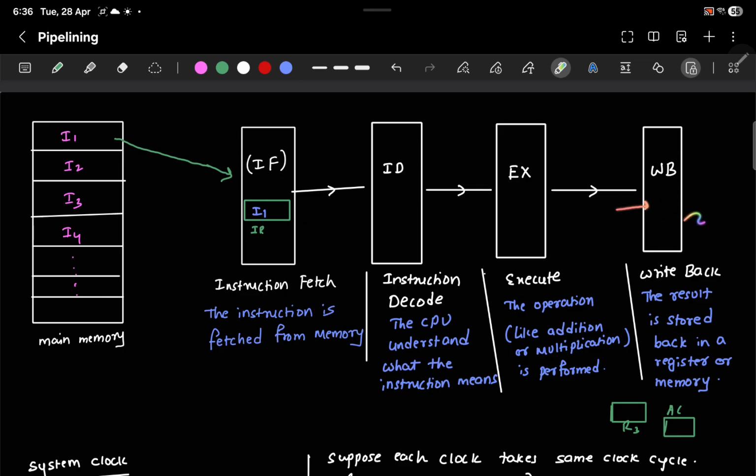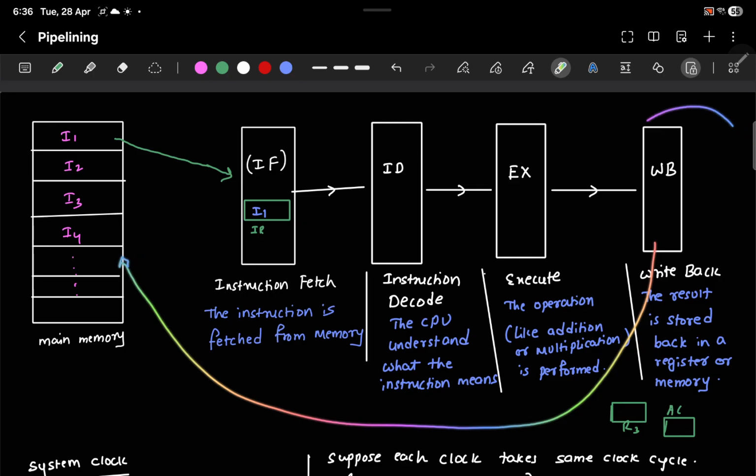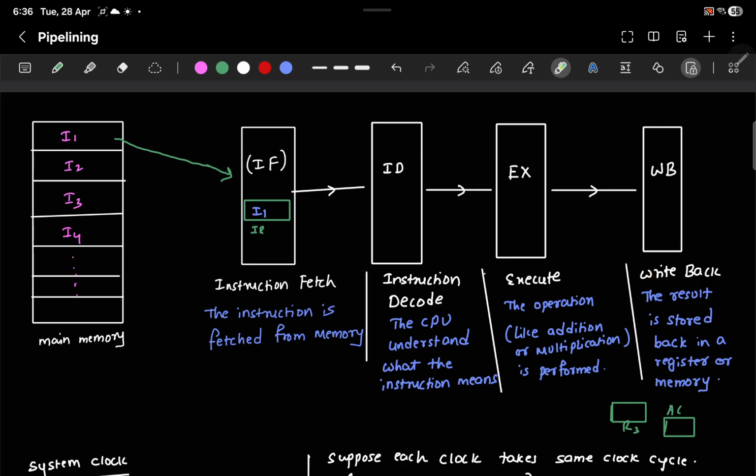So in this phase, the result is stored back in the register or the memory. It means whatever result is generated will be stored back in the accumulator, or stored back into some other register, or stored back inside the memory itself. That process is done here in write back.